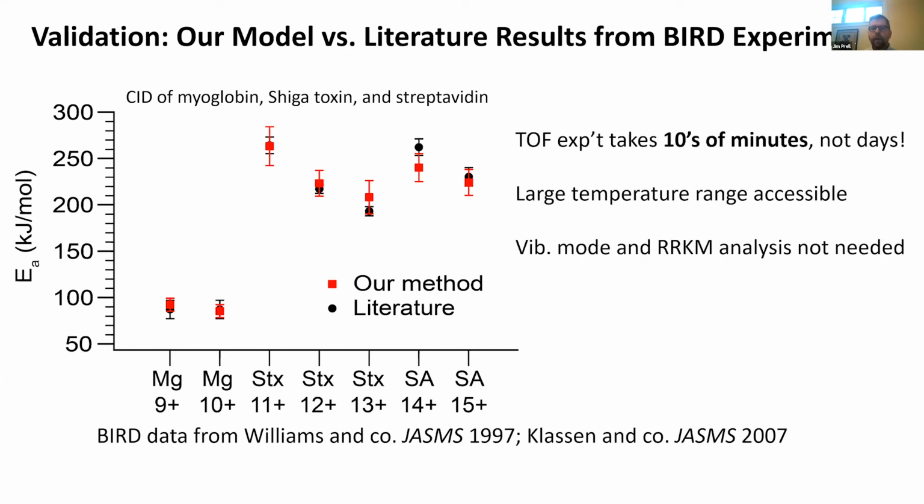Now, one of the advantages I'll point out here is that we're doing this on a time of flight instrument. So all we have to do is adjust the collision voltage. We don't have to heat up the entire instrument like we do in a BIRD experiment. So our experiments take tens of minutes, not days, to acquire this kind of information. And we also, because these proteins are large enough, don't have to do a detailed vibrational mode or RRKM analysis.